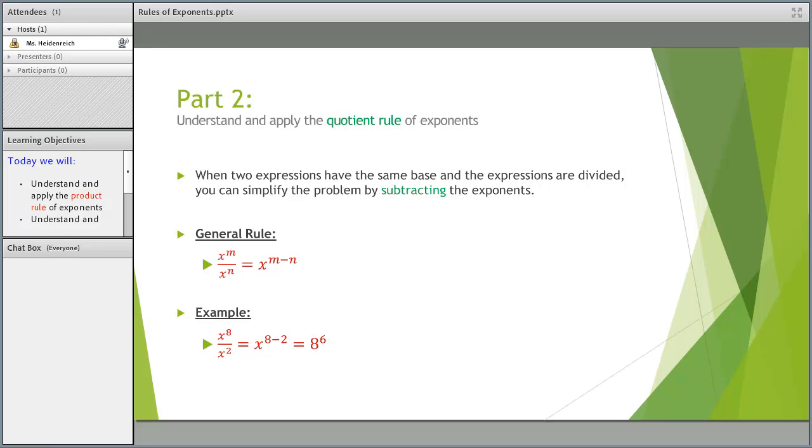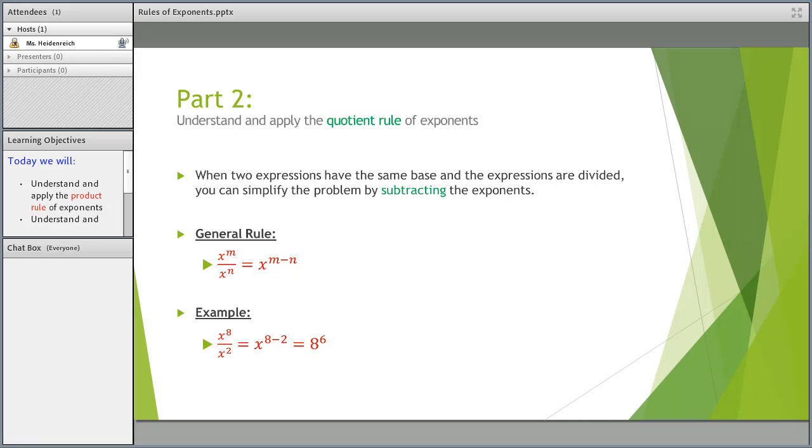Okay, moving on to part 2, we're talking about how to apply the quotient rule of exponents. So when you have two expressions with the same base, and in this case the expressions are divided, then you can simplify the expression by subtracting the exponents. So again, I have like bases of x's for my general rule, and I'm going to subtract the exponents. So take m minus n.